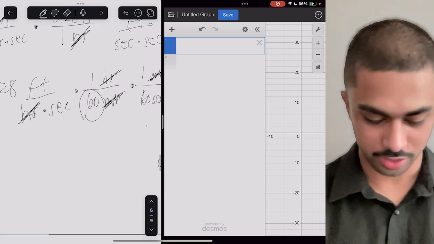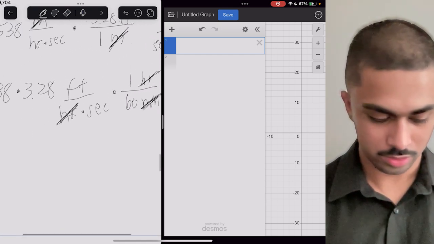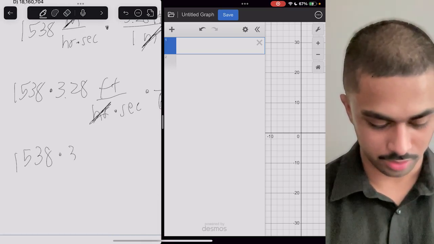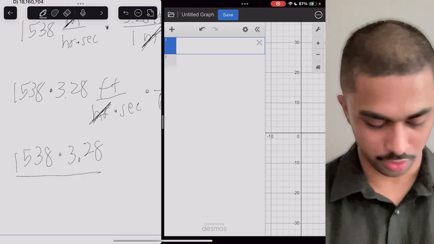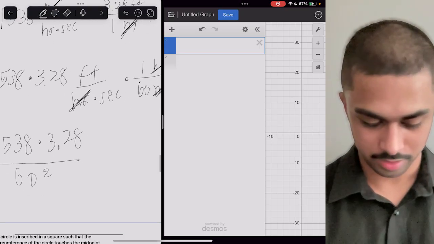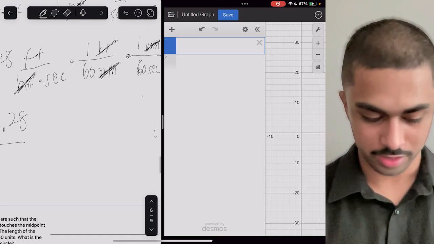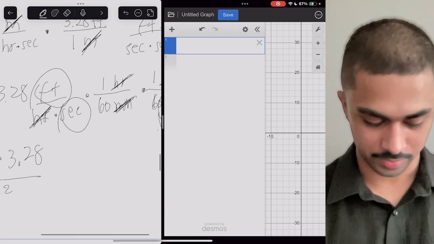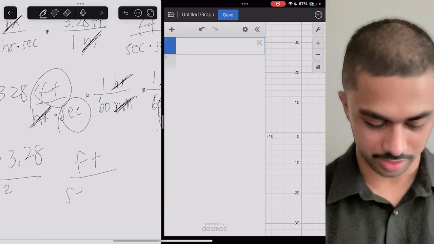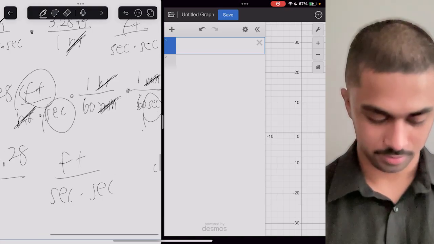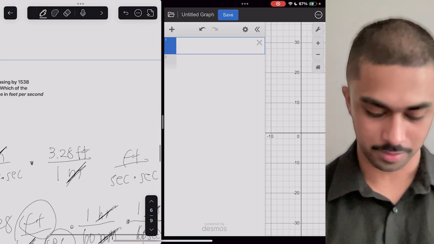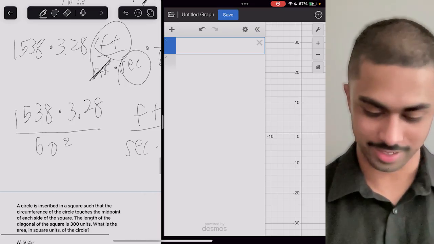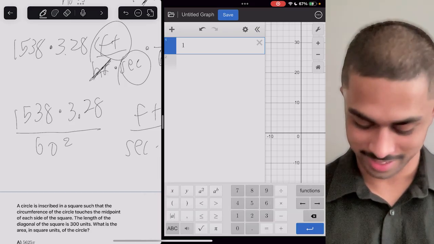And what you'll see is that there are two 60s. So really all we're doing is times 3.28 over 60 squared. And all the units that are left are just these three: feet per second times second. It's exactly what we want, right? I'm circling a lot. It's getting messy.